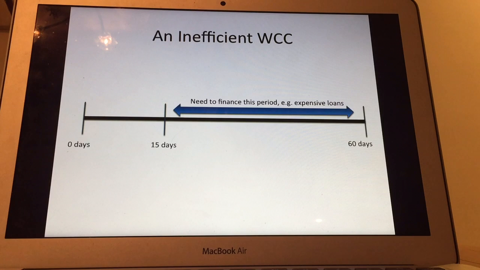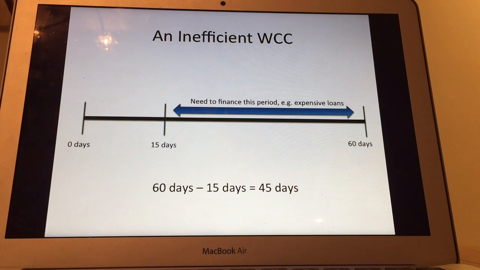An inefficient working capital cycle. This is a nightmare for any company, as it means they are having to finance this period through the likes of expensive loans, overdrafts, etc. In order to run as an efficient business, it is ideal for a company to keep this period as low as possible. As we can see here, it's 60 days to be paid from the customer and 15 days to pay your suppliers. Therefore, we've got 60 days minus the 15 days, which is 45 days.